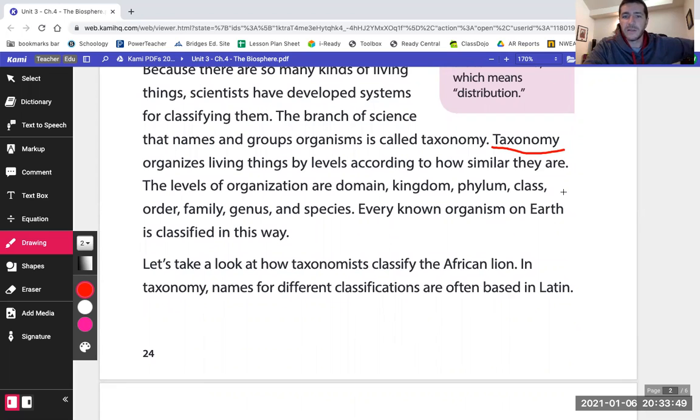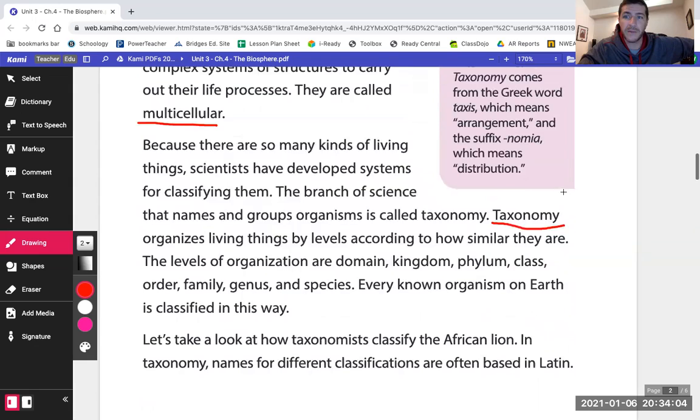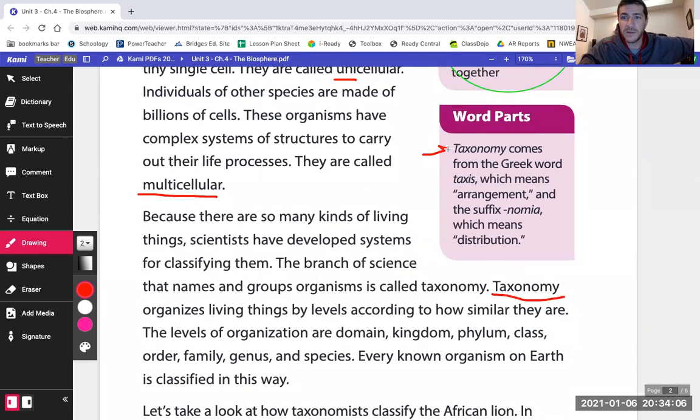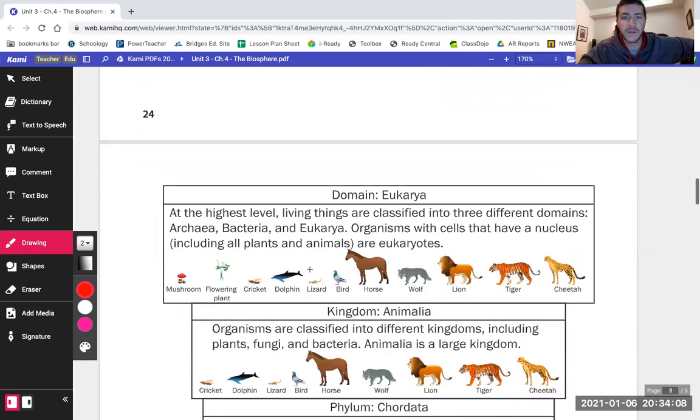In taxonomy, names for different classifications are also based in Latin. On the next page, there are going to be a lot of interesting names. I'm not going to attempt reading them because I really don't want to look dumb. But we'll take a look at how they vary down the scale. So again, taxonomy.